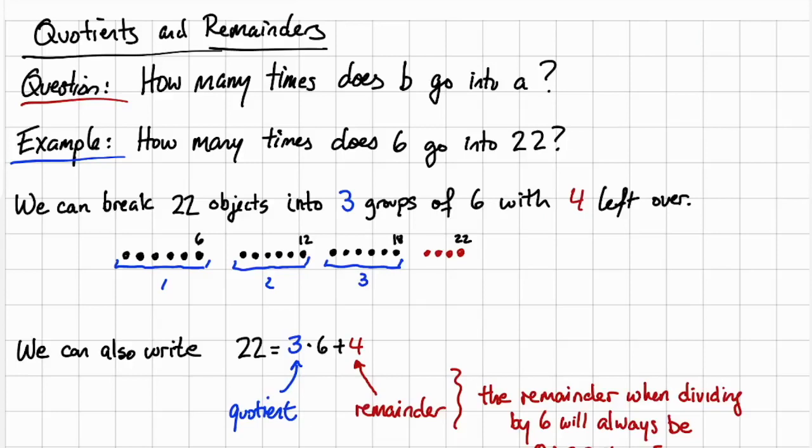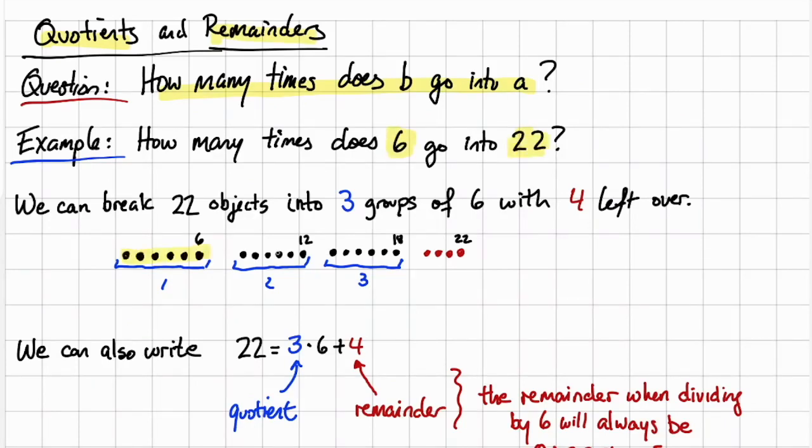Hi, welcome back. We're going to continue our exploration of special computer science functions by talking about quotients and remainders. A motivating question is, how many times does B go into A? For example, how many times does the number 6 go into the number 22?